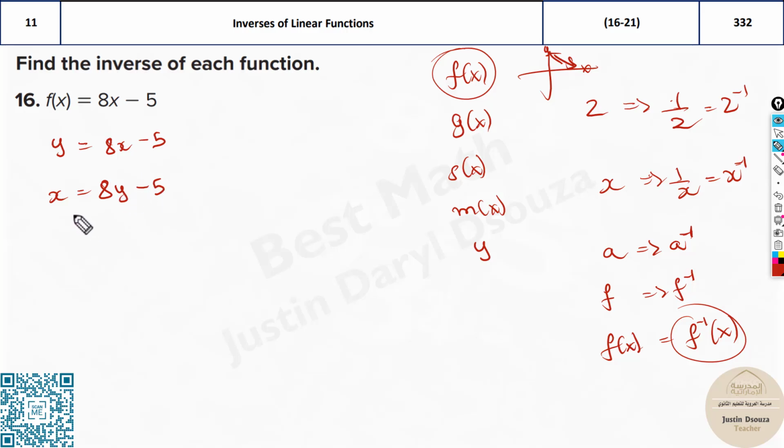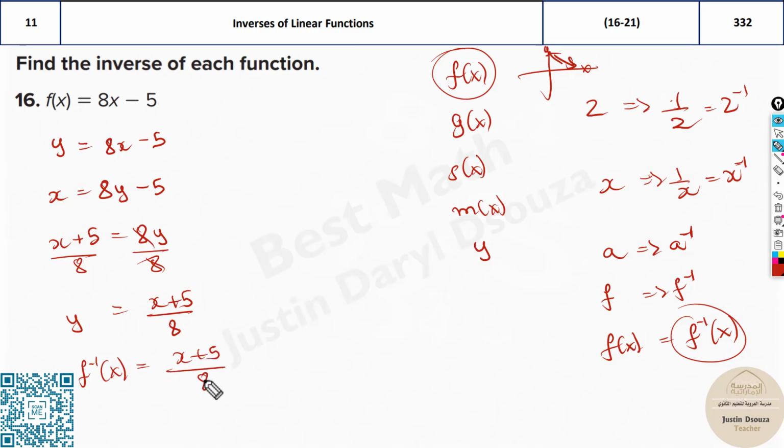Take everything else to the other side, this minus 5 to the other side. It becomes x plus 5 is equal to 8y. Divide both sides by 8. You will get y equals x plus 5 by 8, isn't it? Now this y is the inverse function, f inverse of x, because we swapped x and y over here, so that became the inverse function.